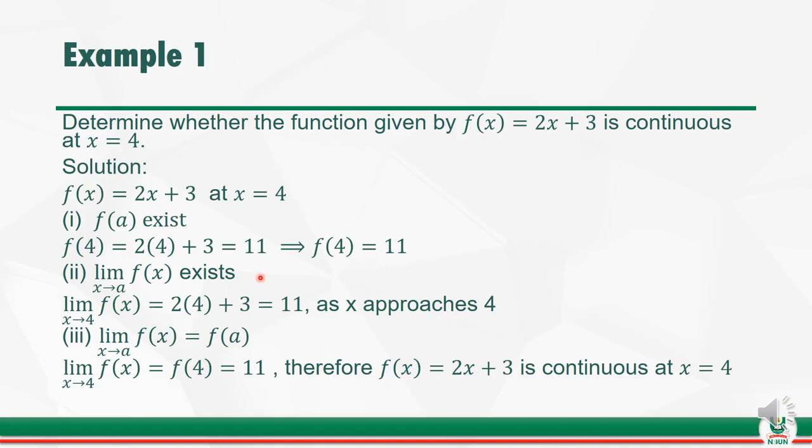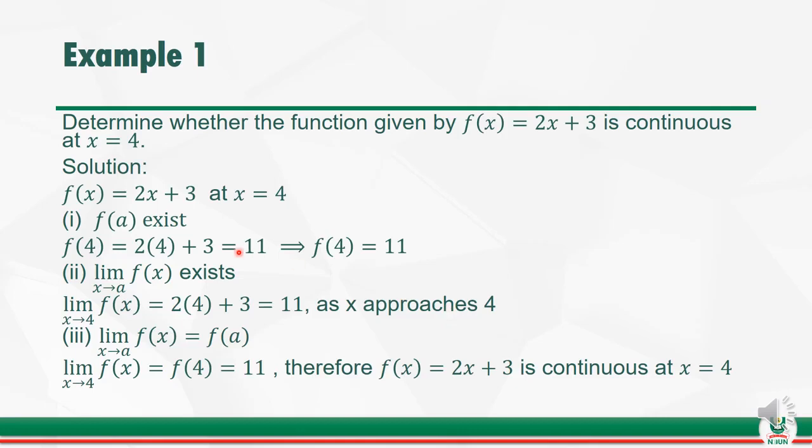Let's check whether the limit exists. The limit of f of x as x tends to a, this will give you the limit of f of x as x tends to 4. If you put in the limit, where we have x, we put 4. That is 2 times 4 plus 3 will give us 11, as x tends or approaches 4. That one exists.